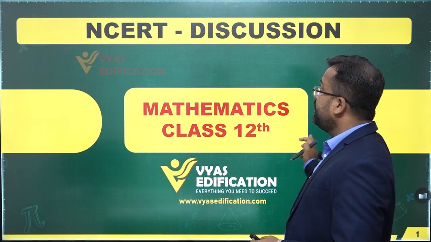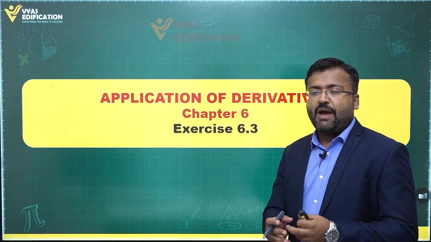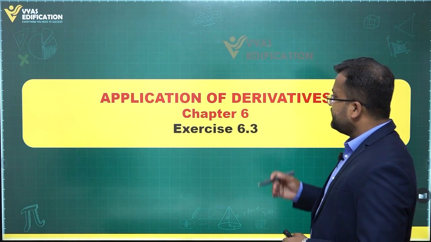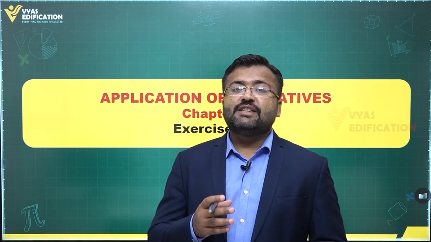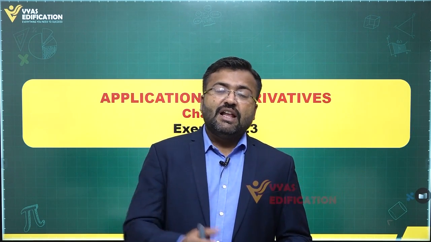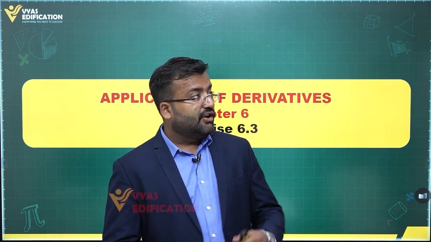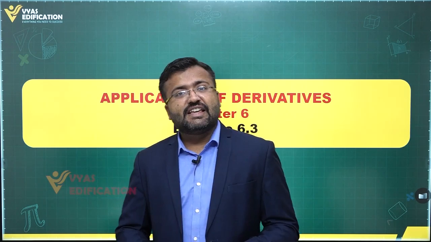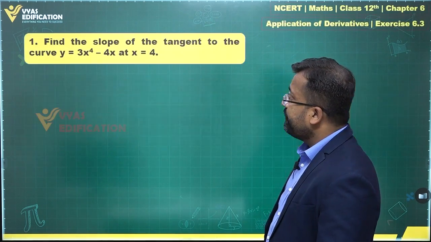In this series of NCERT discussion, it is time to continue further with Mathematics class 12th. The chapter we are dealing with is application of derivatives, and today is the turn of exercise number 6.3. This exercise is based on finding the equations of tangents and normals with the help of derivatives for any function, any curve in general, and there are a lot of questions in this exercise. We'll be discussing each one by one, right? So let's begin with the first question over here.